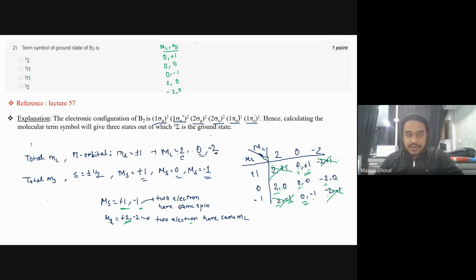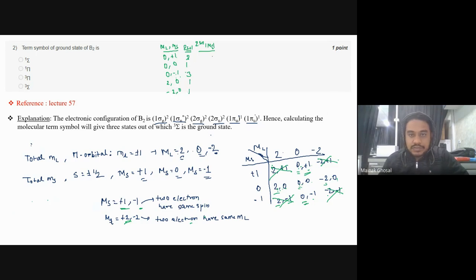Now you know this electronic term, how can it be written in 2S plus 1, mod ml. So here you see, what is this 2S plus 1? Just the ms values: this is 3, 1, 1. So 2S plus 1 will be 3, and mod ml. This is 1, this is 1.